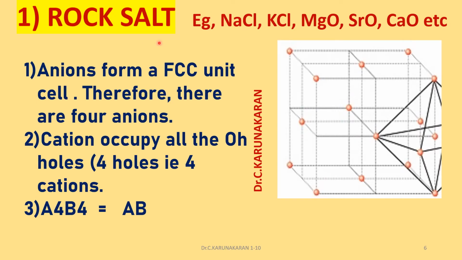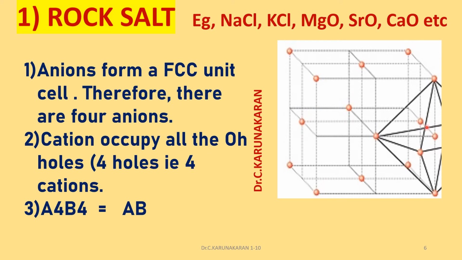Using the CCP, HCP arrangement and octahedral holes and tetrahedral holes, the structures of various inorganic compounds are obtained or described. The first one is rock salt, for example NaCl, KCl, MgO, SrO, CaO, etc. In this case, Cl minus anions form the FCC unit cell. That is, Cl minus occupy the corners and the face centers. Therefore there are 4 anions.